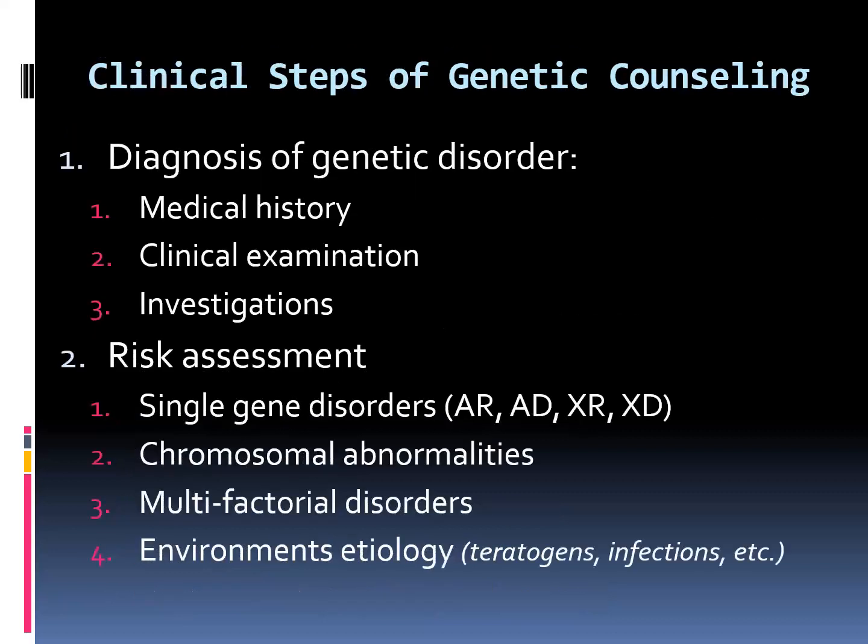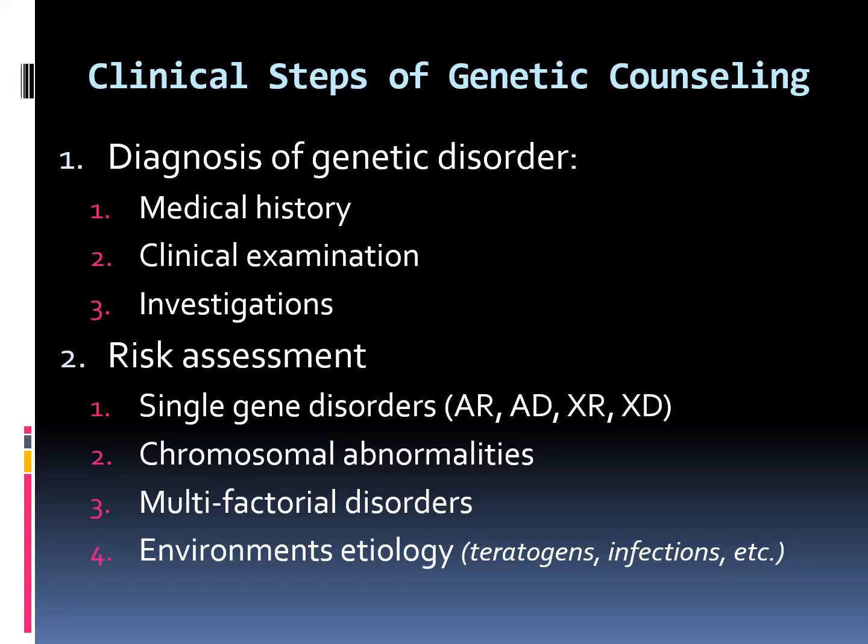So we have 5 steps in genetic counseling. We start by diagnosis of the genetic disorder. And in diagnosis, as we know, there are 3 main elements, which are first taking a medical history, then having a thorough clinical examination, and then asking for specific investigations to confirm our diagnosis. So first we have to know if the condition of those who are coming for consultation is actually a genetic disease, yes or no. And then look for the risk of recurrence. So it's what we call risk assessment.